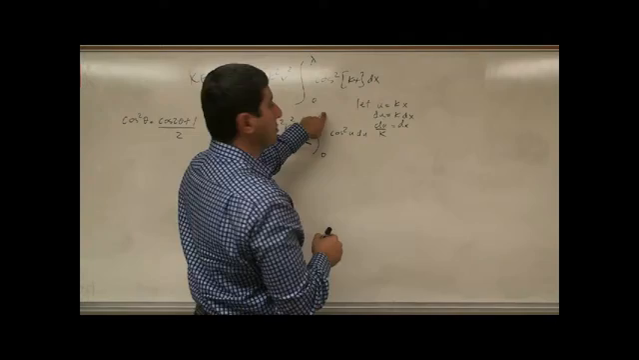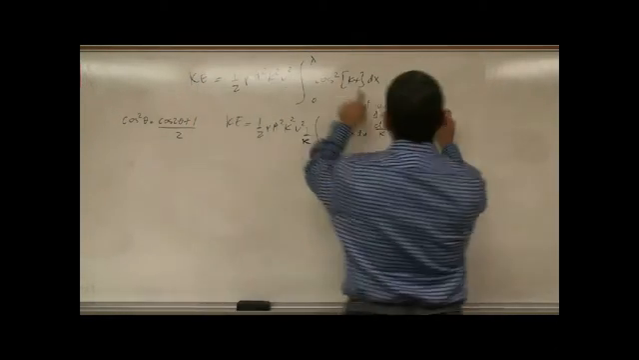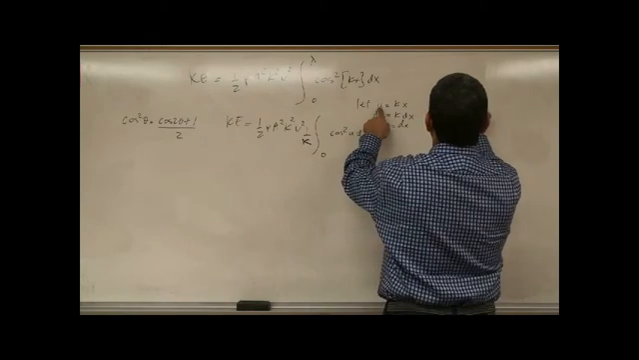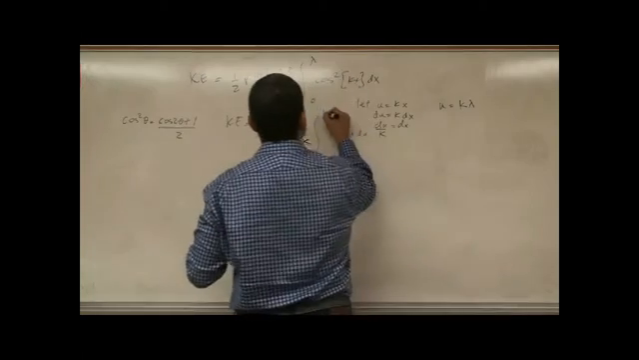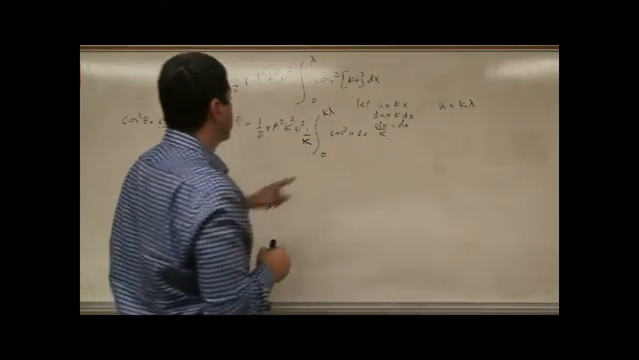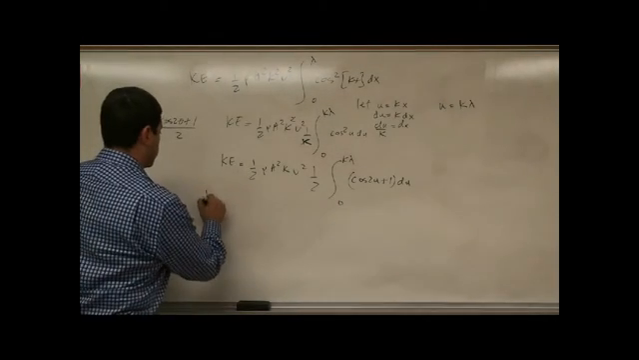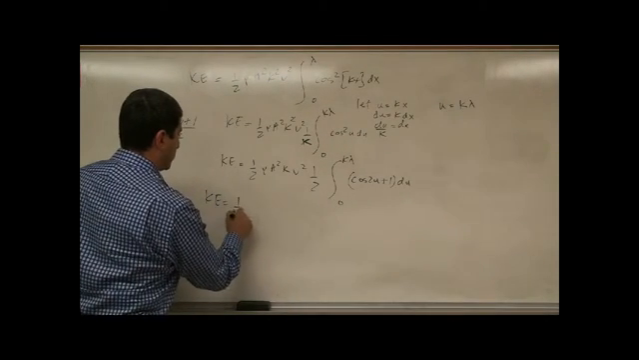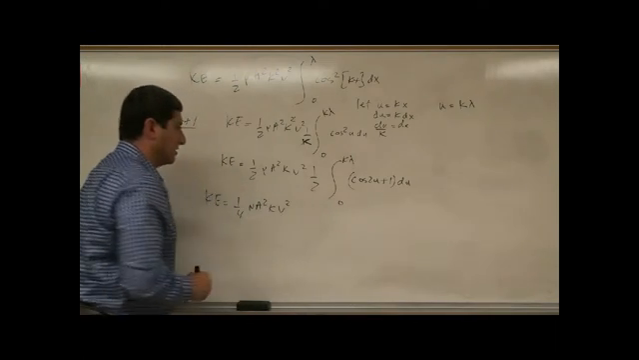And then what's going to be the new limits of the integral? So when x is 0, u is going to equal 0, and when x is lambda, u is going to equal k lambda. So your limits of the integral are 0 to k lambda. Okay, right? And then what's the integral of that? So the kinetic energy is going to be 1/4 mu a squared k v squared.